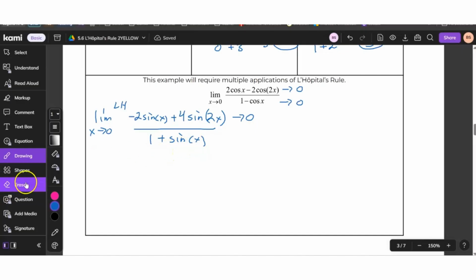Oh, wait a minute. I didn't take the derivative, right? The derivative of 1 is nothing. I was like, wait, we're going to get 0 over 1. That's not good. We're supposed to have to do it twice. It's because the derivative of 1 is nothing. My bad. So it's just 0 over 0. Did you catch that?